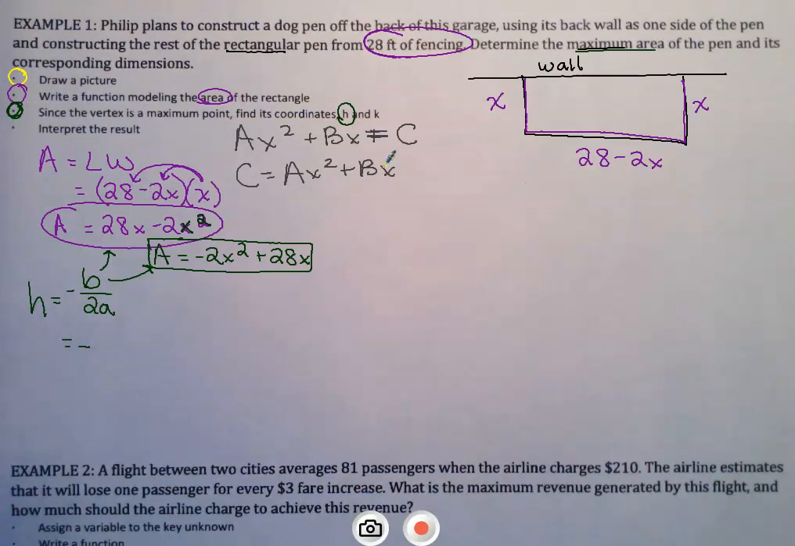But in order to fill this formula, we want the b value. So is the b value negative 2 or is it 28? It's the 28, because b is with the single x variable. So we're going to have, let me change colors back here so we can see a little better. So it equals 28 divided by 2, and what's my a value?